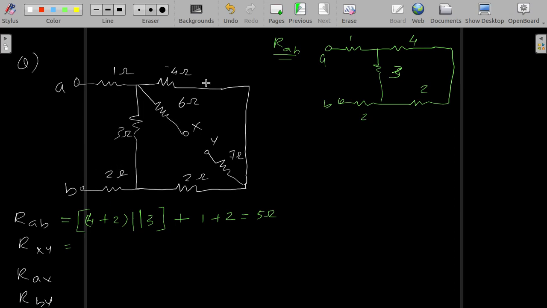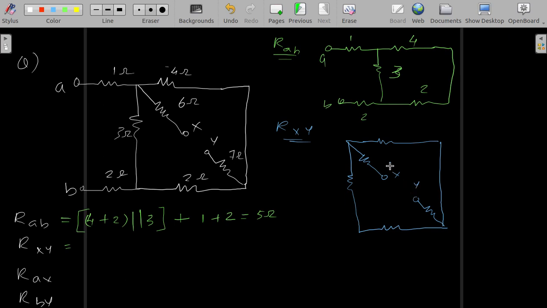So it will go through here. It will flow this way, and here it will come and join and go like that. So for RXY, the equivalent resistance, equivalent circuit is X, Y, 6, 4, 7, 2 and 3.